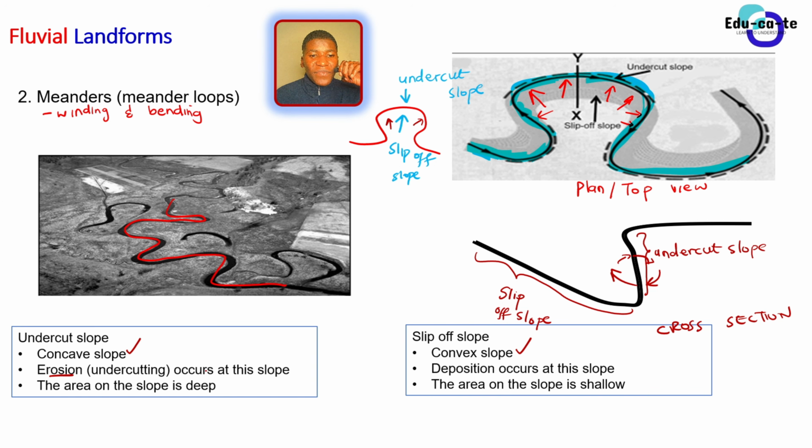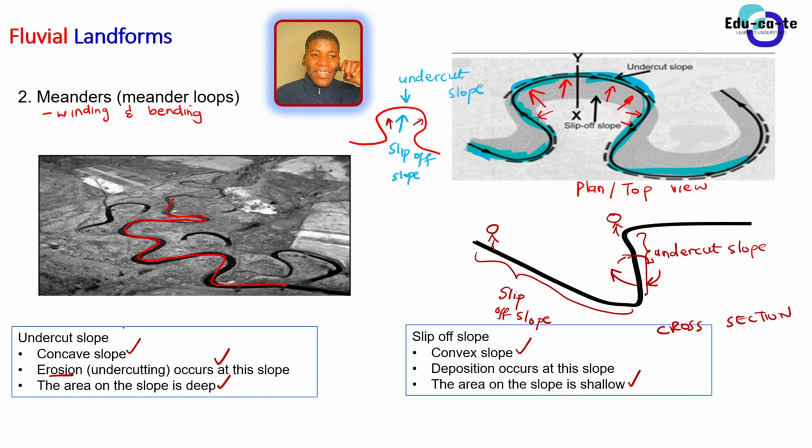And then the other thing that happens with the undercut slope is that the area is deep. When you stand here, you're going to fall so deep. But if you stand here at the slip-off slope, you can see that it's a shallow area. The slip-off slope is a shallow area when you stand on it, but the undercut slope is a deep area.